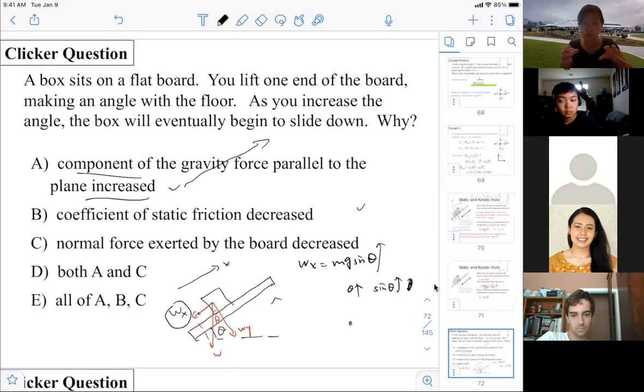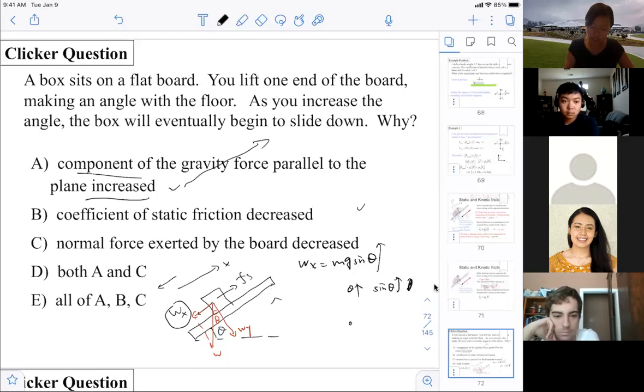Does that contribute to the box sliding down? Whether the box slides down or not is really just a competition between two forces. One is trying to slide it down, that is the weight component, Wx, trying to make the box go down. And you have friction, which tries to prevent slipping. So if one of the forces becomes bigger, of course, it has more possibility to slide down. So I would say this statement is correct. It is one of the reasons to explain the phenomenon.